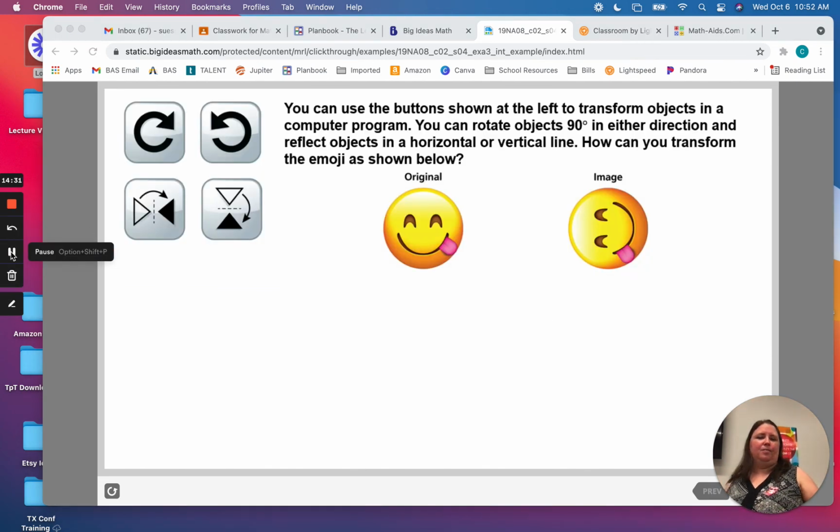All right, so here's our last example. Example 3. You can use the buttons shown at the left to transform objects in a computer program. You can rotate objects 90 degrees, that's this one, or this one. And you can reflect objects in a horizontal or vertical line. How can you transform the emoji shown below?